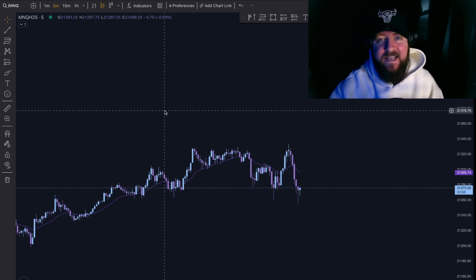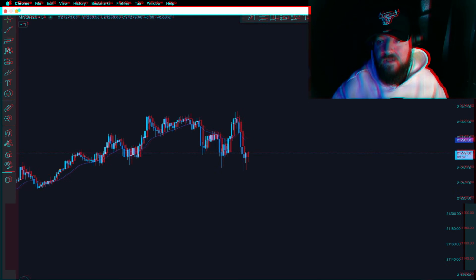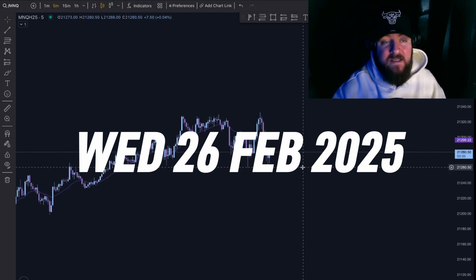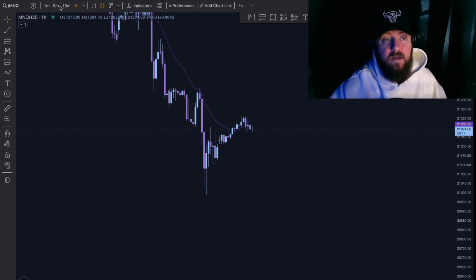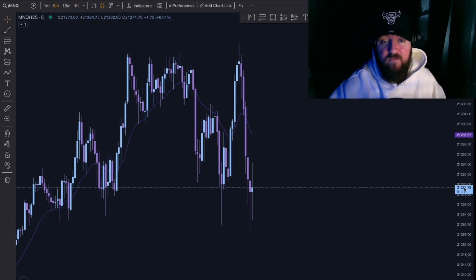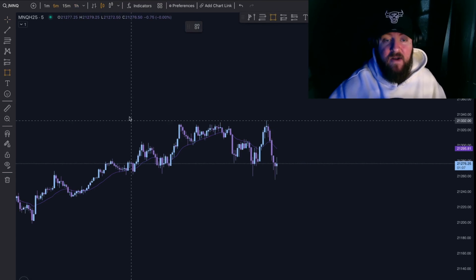But yeah, with all of that said, let's get onto the charts and do some analysis. So it's Wednesday the 26th of February and it's just hit 2 o'clock, 1 minute past 2. So I'm going to go to the 5-minute time frame and look for some support and resistance. Look for areas that price reacted from.